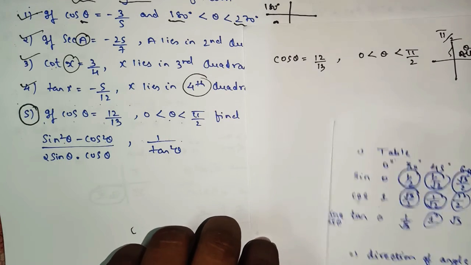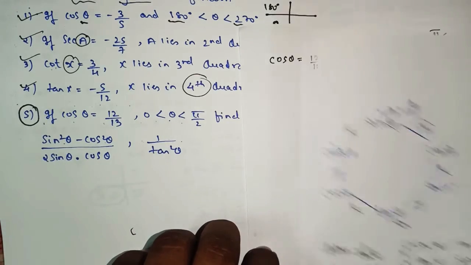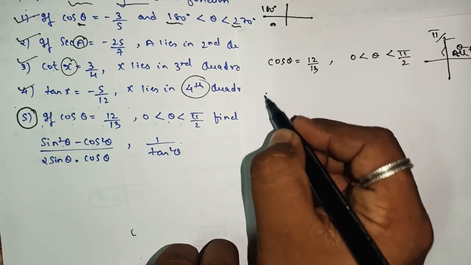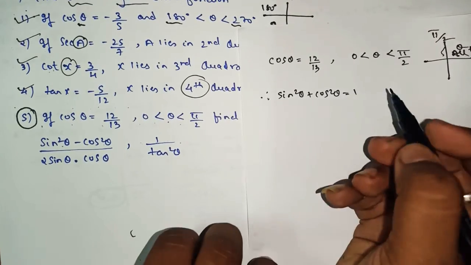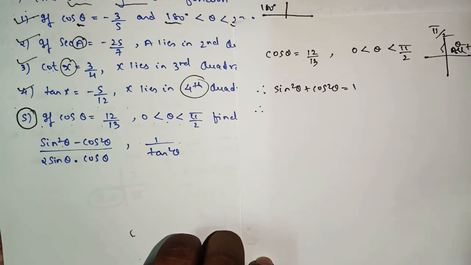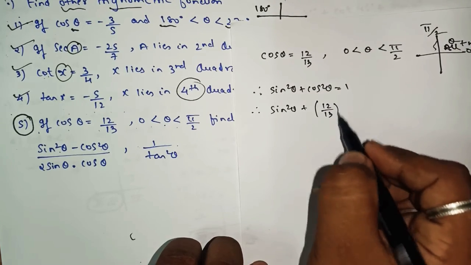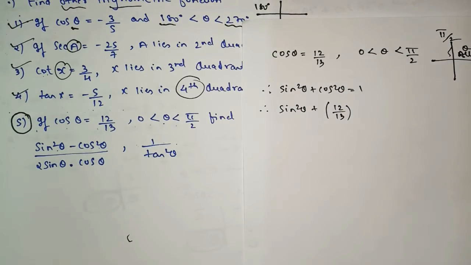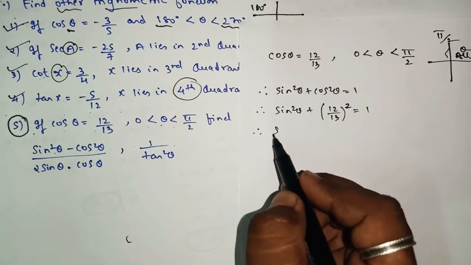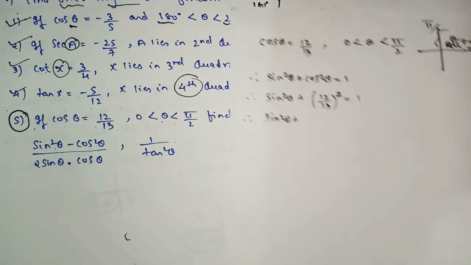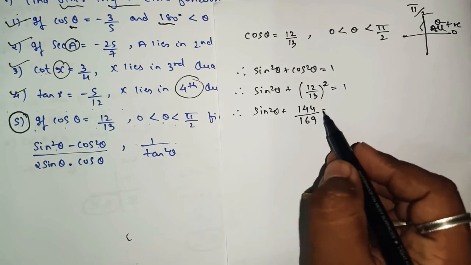So what is the connection between sine and cos? It is the identity. So we'll apply the formula: sine square theta plus cos square theta equals 1. Therefore sine square theta plus 12 upon 13, as we have cos theta as 12 upon 13, and here we have square, so we'll write the square of that value. So sine square theta plus 12 square is 144, 13 square is 169, equals 1.